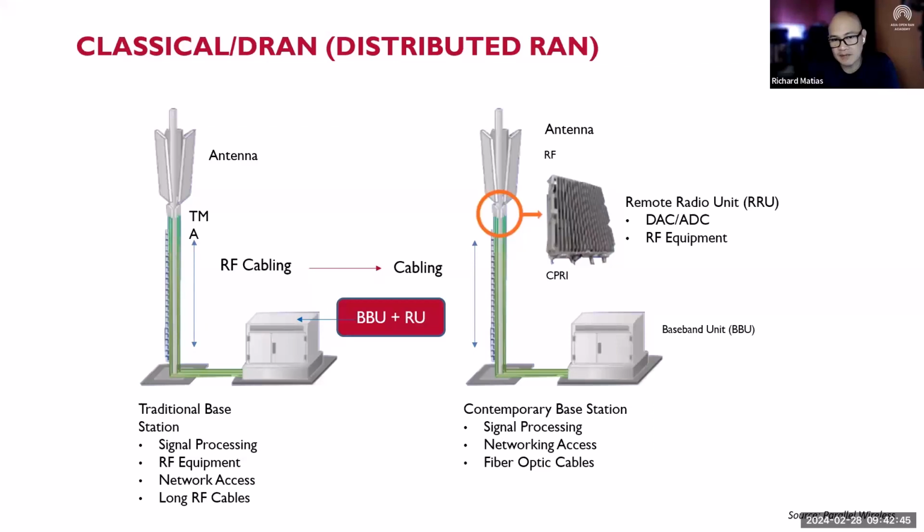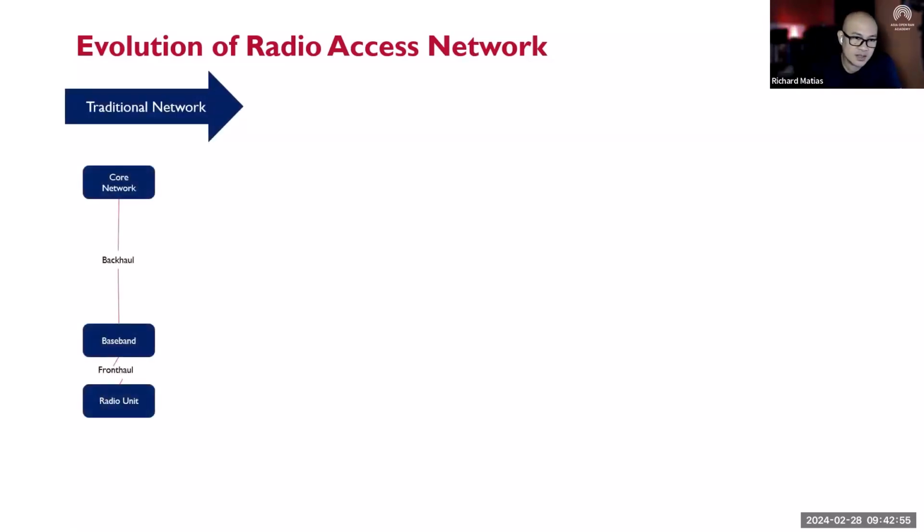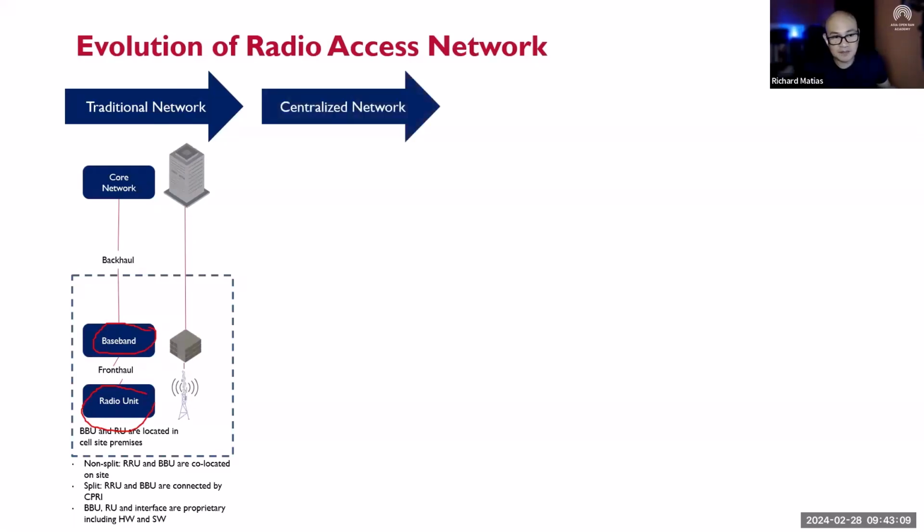But before we arrive in Open RAN, the radio access network also evolved aside from 2G, 3G, 4G, and 5G. So it started with the traditional network, which we call the distributed RAN. The distributed RAN is where the baseband unit and the radio unit are located on the cell site premises. Now it became centralized RAN, the C-RAN.